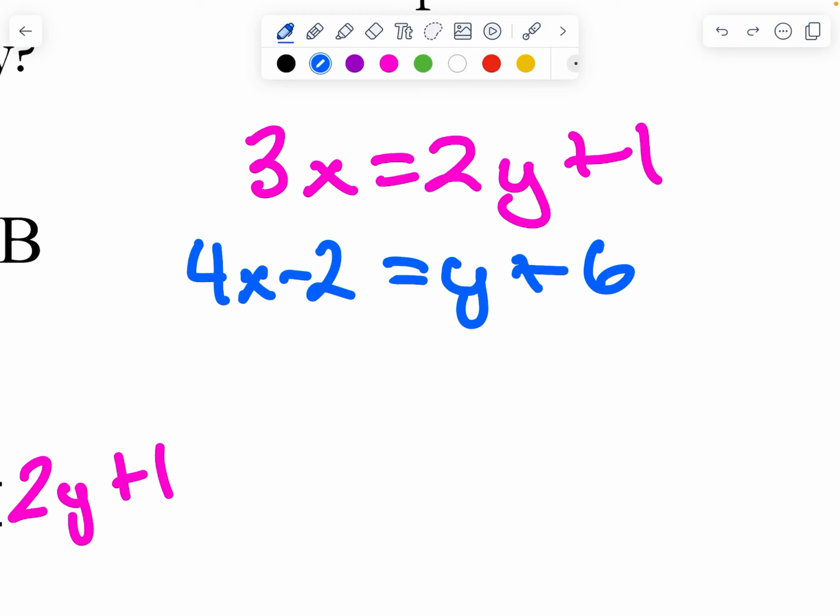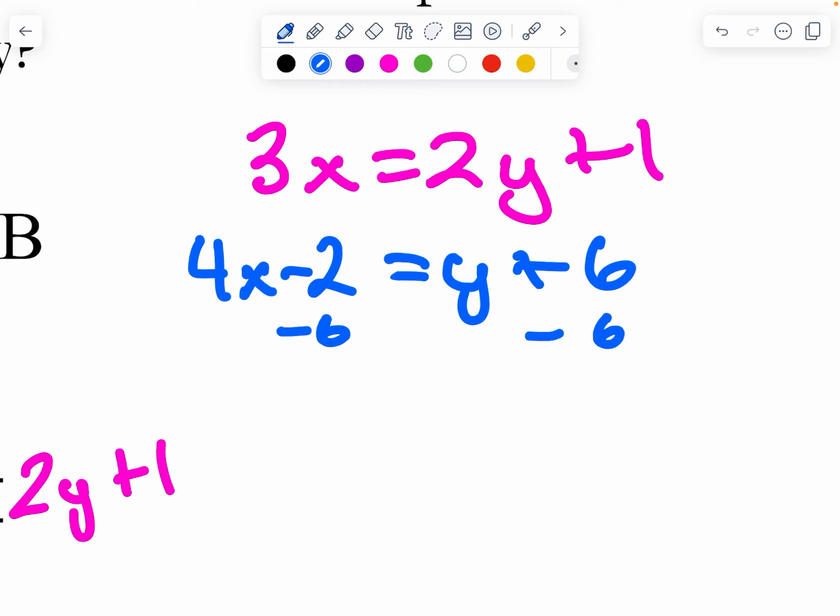Again, if you guys want some practice and want to do this on your own, I suggest pausing the video and trying it on your own. You can solve this using substitution or elimination, but I'm going to go ahead and use substitution. I'm going to subtract 6, and I get 4x minus 8 is equal to y.